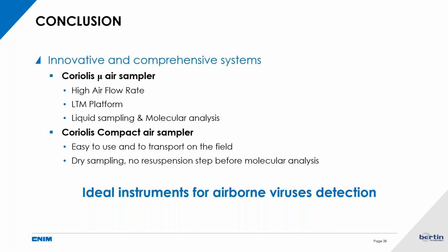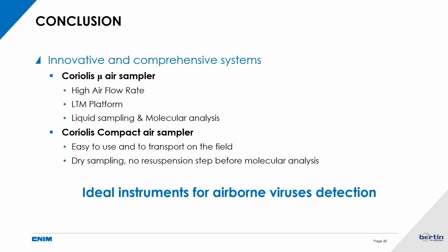The Coriolis Compact Air Sampler is really easy to use and to transport in the field. So depending on where you want to monitor SARS-CoV-2 or any bacteria or viruses in the air, it can be really easy to use. And you have a dry sampling with no resuspension step before molecular analysis. It means that, as Martin mentioned, it brings you your sample directly concentrated. So the main conclusion is that the Coriolis is an ideal instrument for airborne virus detection.